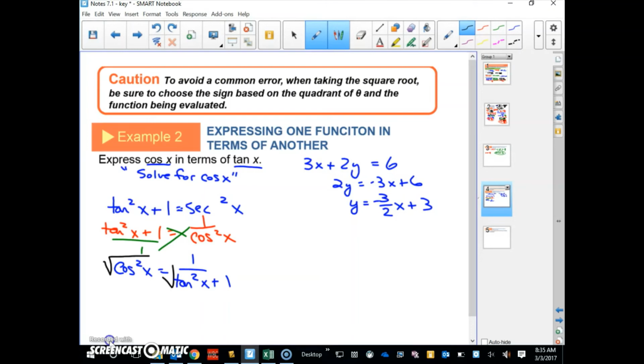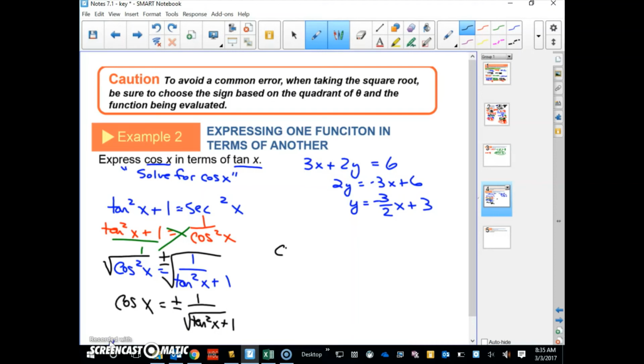Take the square root. Now, one thing that a lot of people will forget is it's really a plus or minus square root at that point. And if we knew what quadrant it was in, maybe then we could pick one. But since we don't, we can't. And we've got cosine x equals plus or minus. Square root of 1 is just 1. And on the bottom, I would have the square root of tangent squared x plus 1.